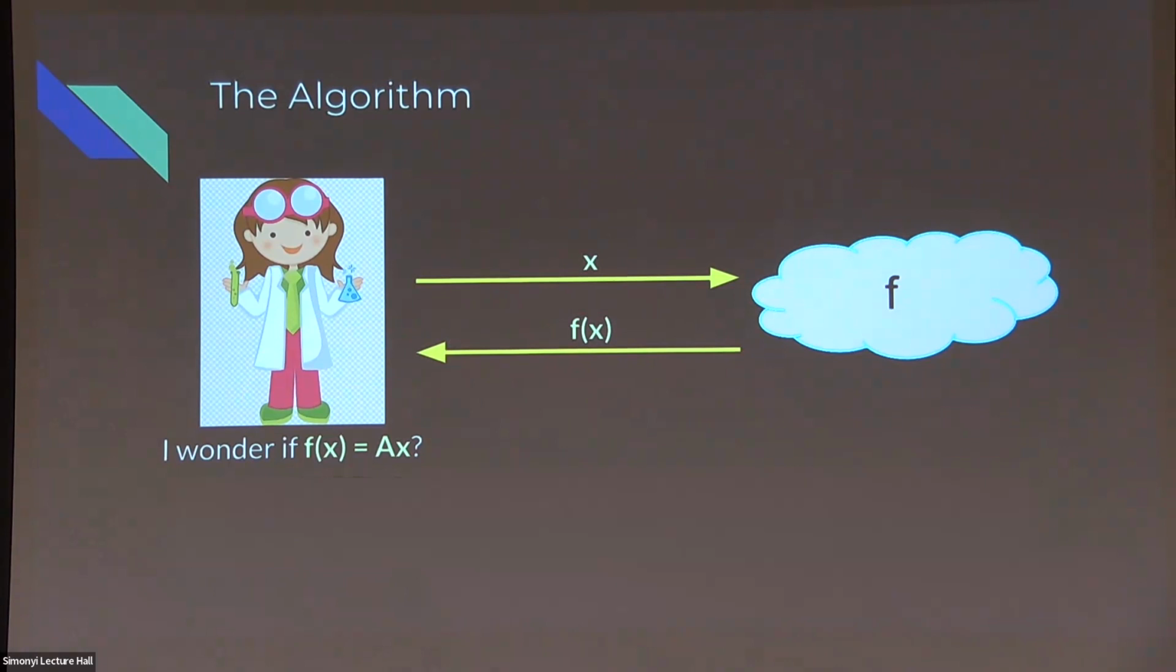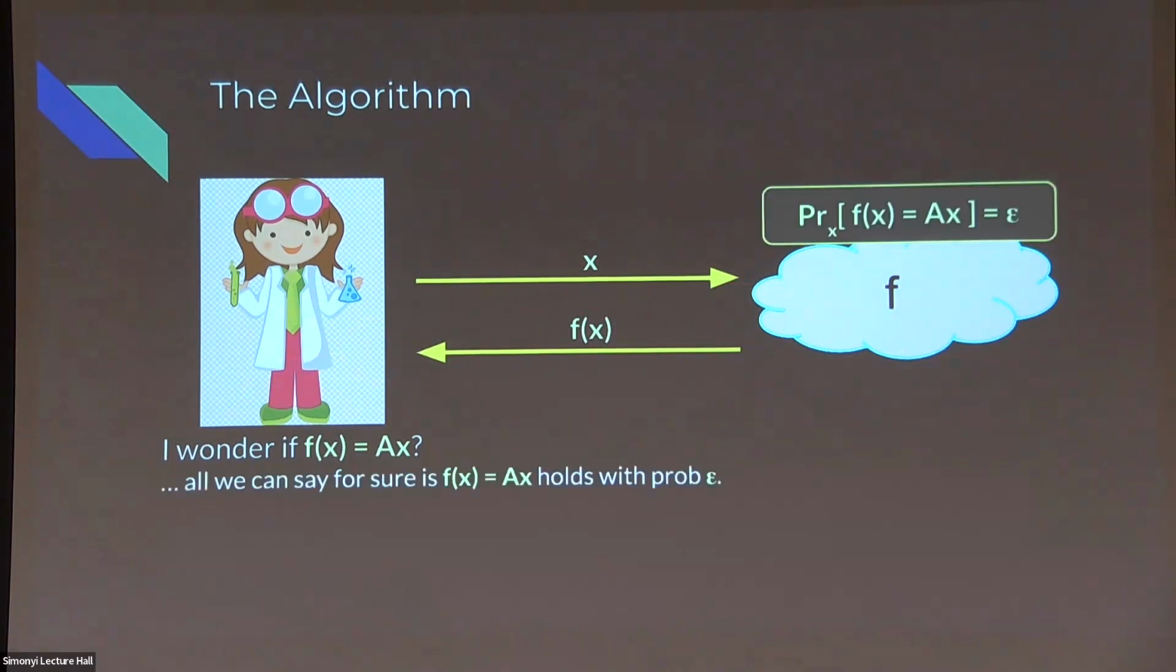Okay, so the key question is this one. Given an input, we send an input, we get an output, is it correct or not? How do we answer this question? At the starting point, all we know is that f of x equals A of x with some probability, but we have nothing better to say. So we get some output, and then we're left shaking our head. Is it good? Is it not? I don't know.